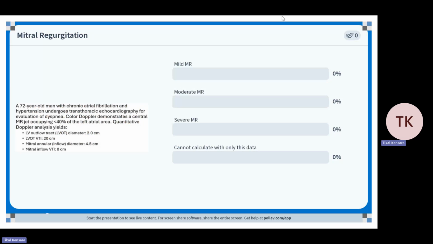Let's come to the next question here. A 72-year-old male with chronic atrial fibrillation and hypertension goes for transthoracic echocardiogram for evaluation of dyspnea. So he is dyspneic, he has chronic atrial fibrillation. His MR is occupying less than 40% of the left atrial area visually, and these are the parameters you get. I'm going to give you a little bit more time to calculate this one. What do you think is the answer? What is the severity of MR? Is it mild, moderate, or severe?